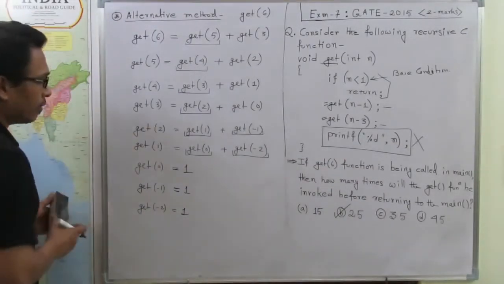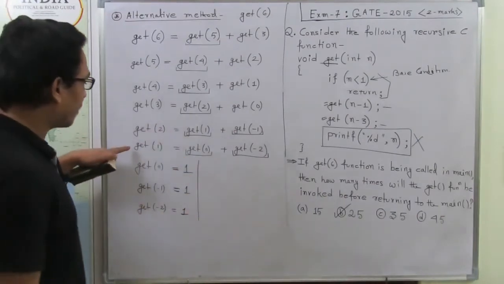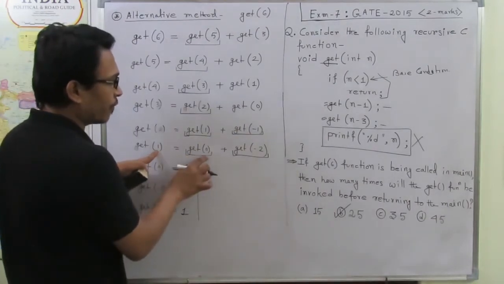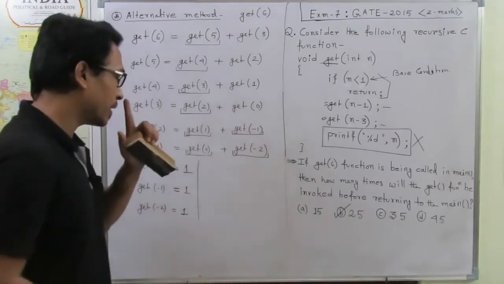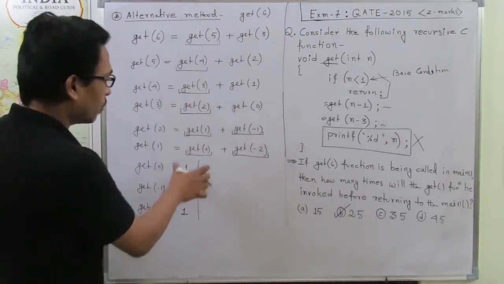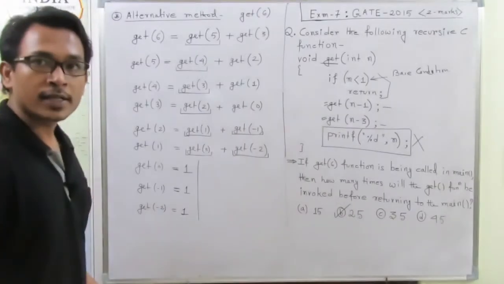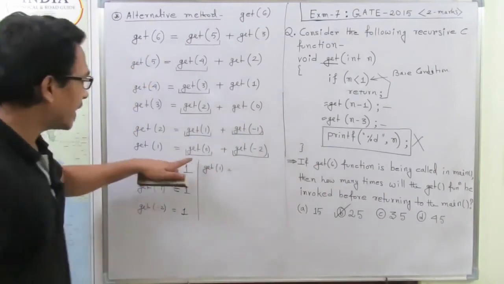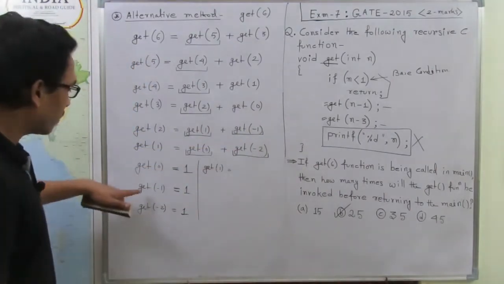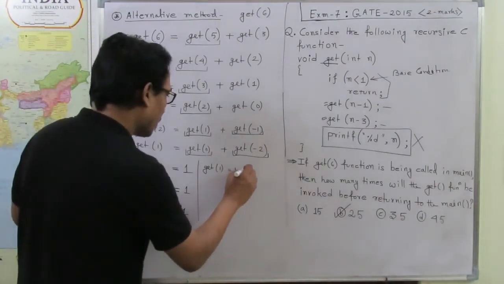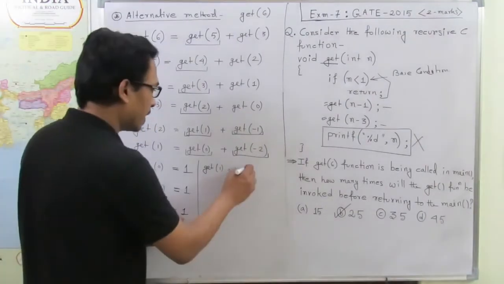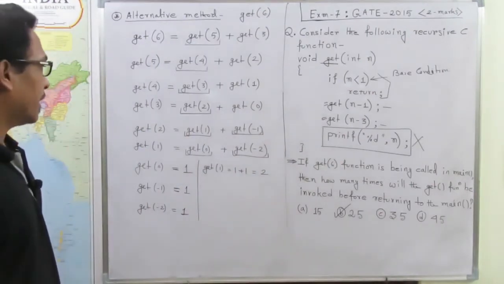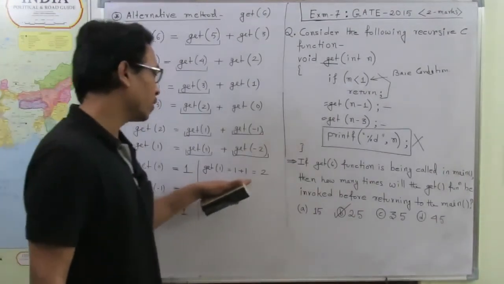Now for get 1. Look, the number of get function invoked for get 1 depends on the number of get function invoked for get 0 plus the number of get function invoked for get minus 2. So we know both of these. So get 1 is get 0 plus get minus 2. What is the value of get 0? Get 0 is 1. 1 plus get minus 2 is again 1. That means here the number of get function invoked is 2.